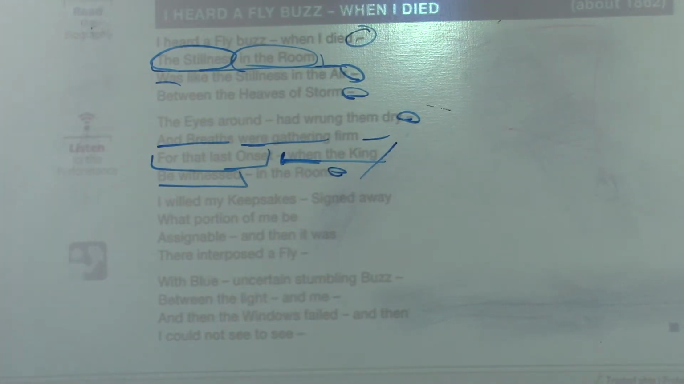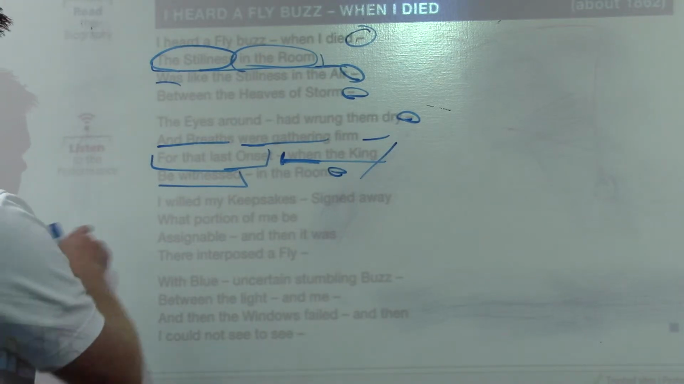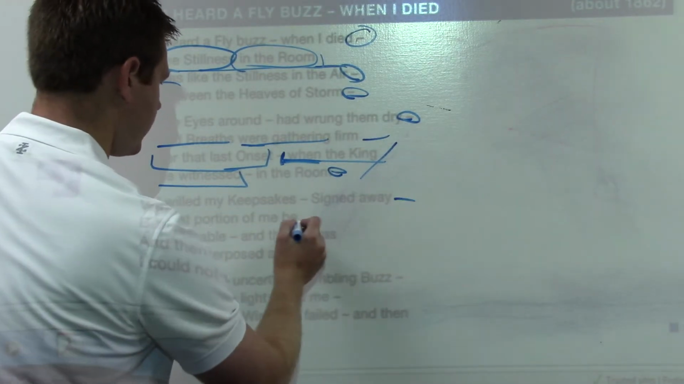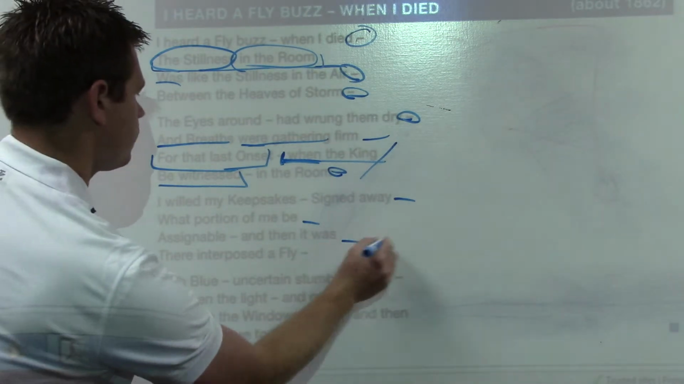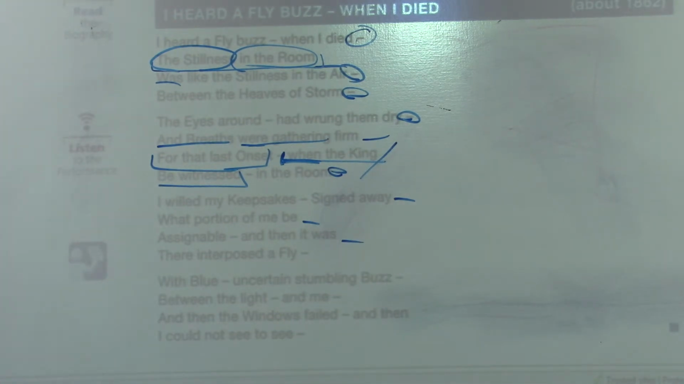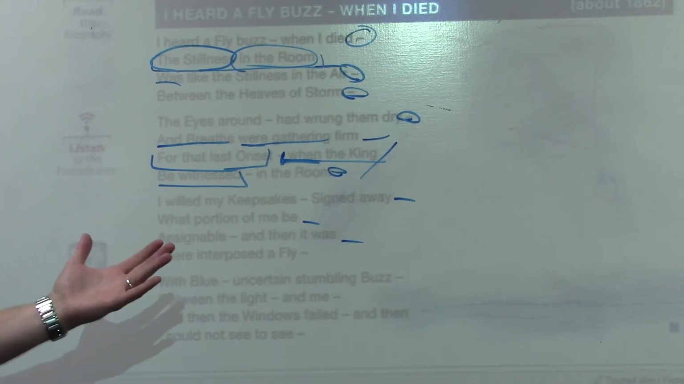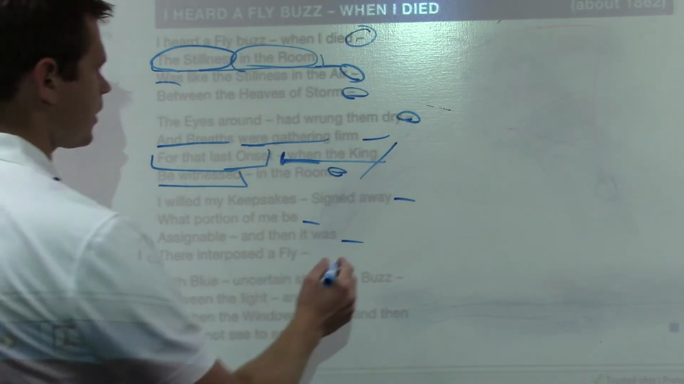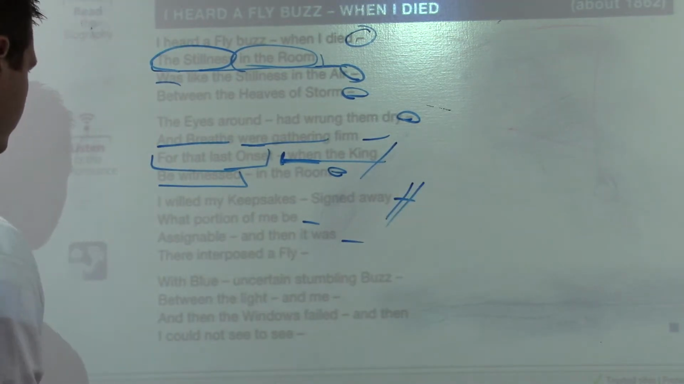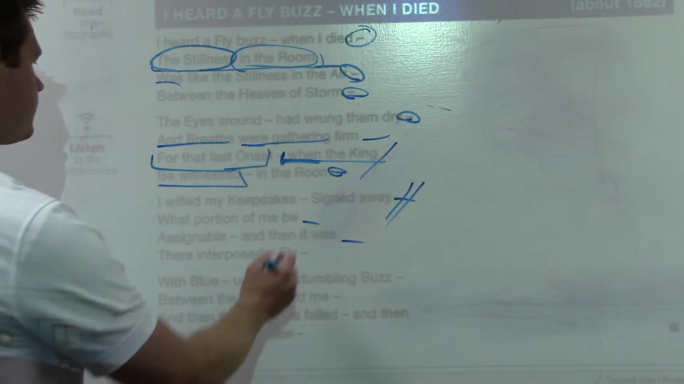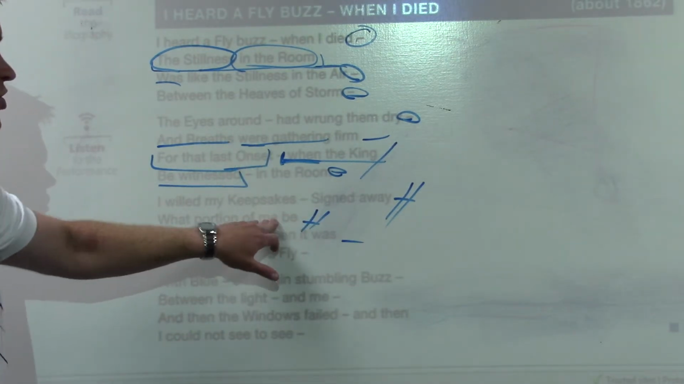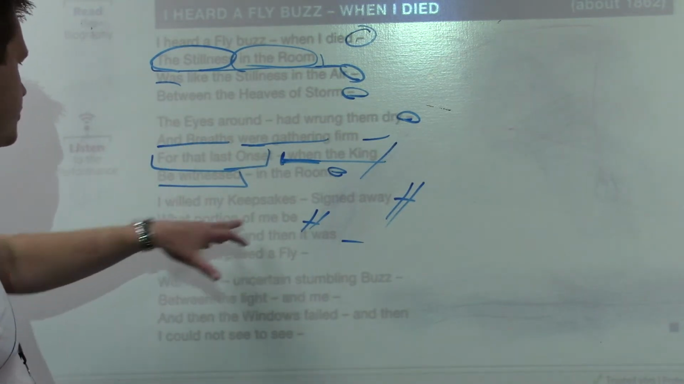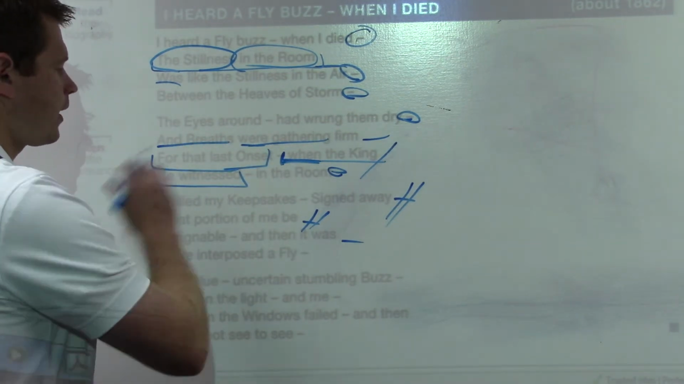I willed my keepsakes, signed away what portion of me be assignable. So, willed my keepsakes, signed away. We have three lines without punctuation. Are they end stopped or are they not? Signed away. Well, you kind of want to know signed away what, right? It's kind of like a cliffhanger at the end of the line. So I would say that this probably is an enjambed line. What portion of me be assignable? Again, we want to find out what portion of me be what? What's the object of the be? Assignable. So it's propelling us forward.